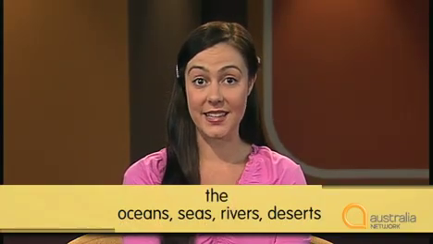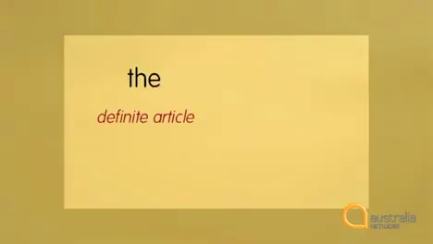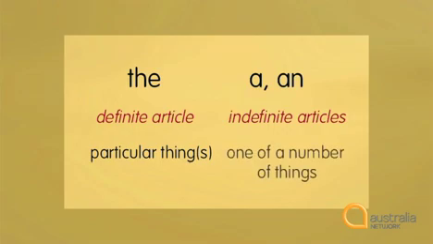And here's another rule. We use the with oceans, seas, rivers, and deserts. We say the Indian Ocean, the Yangtze River, the Gobi Desert. We also use the for points on the globe, the equator, the Tropic of Capricorn, the North Pole. Choosing the right article can be very confusing, but if you follow the general rule that you use the definite article to refer to a particular thing or things, and a and an, indefinite articles, to refer to one of a number of things, you shouldn't go too wrong.